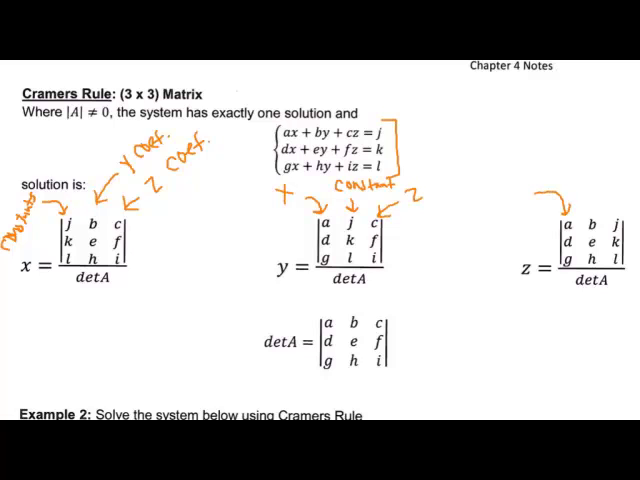Our first row is our x values. Second row is y values. Third row is our constants. And you'll notice that for whatever variable we are solving for, that's the column that our constants go in. So for x, our first column is our constants. For y, our second column is our constants. For z, our third column is our constants. So the constants take the place of the variable that we are solving for. And again, we find the determinant of A and we divide by that first.